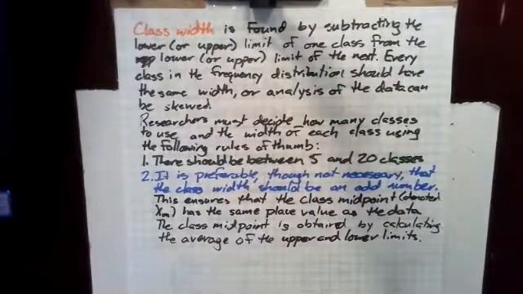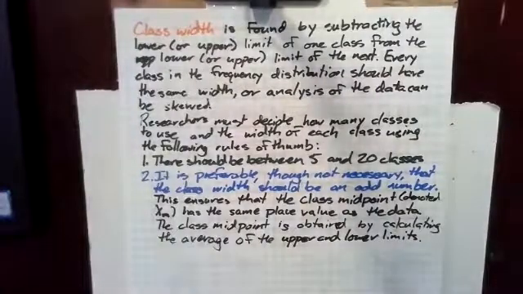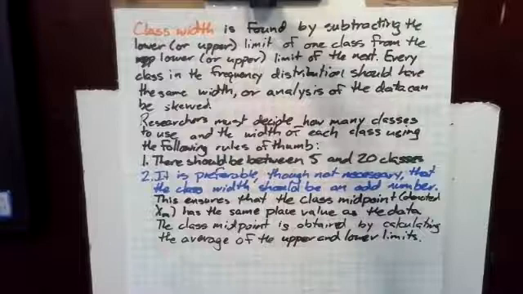Class width is found by subtracting the lower or upper limit of one class from the lower or upper limit of the next. You can also do that by subtracting the upper boundary from the lower boundary of any given class. Every class in the frequency distribution should have the same width, or analysis of the data can be skewed.